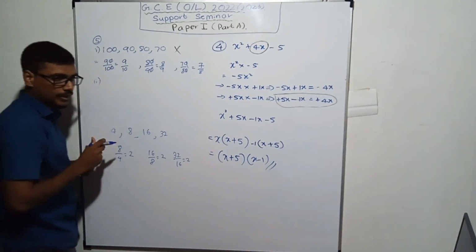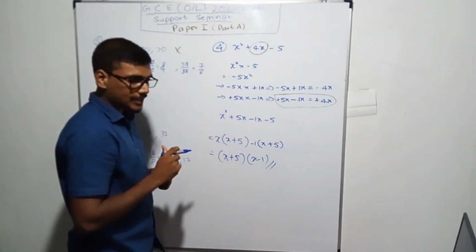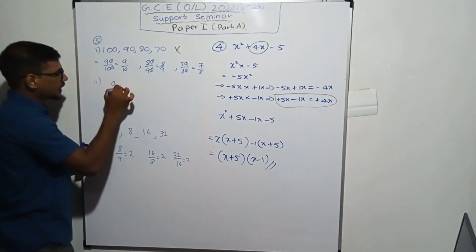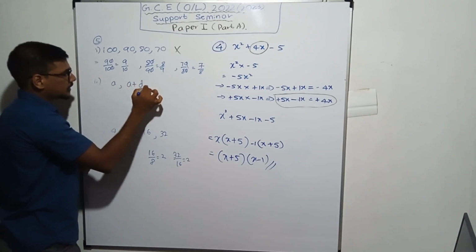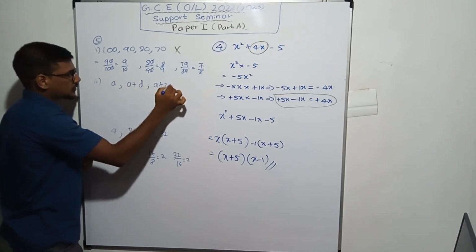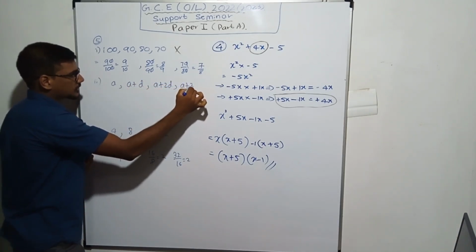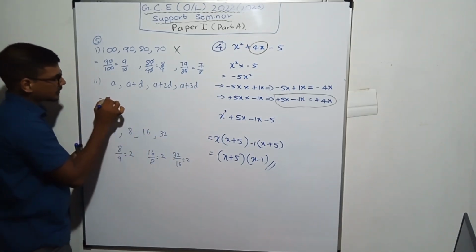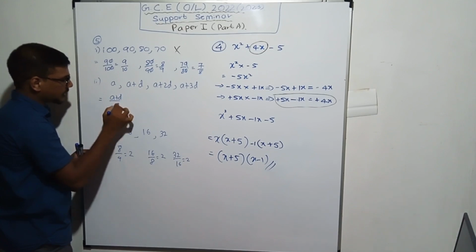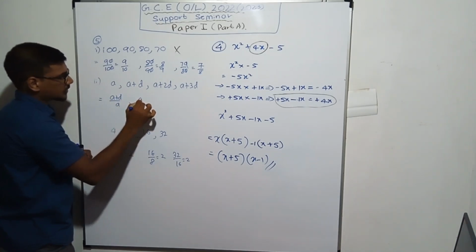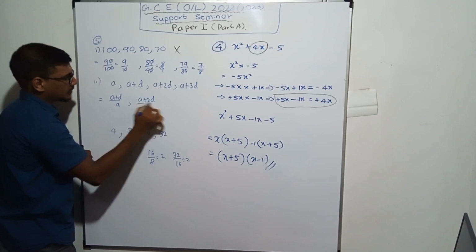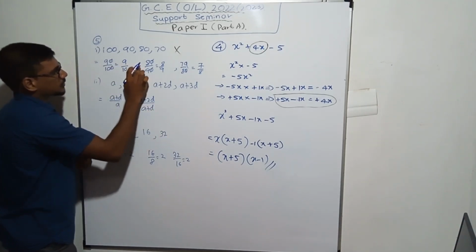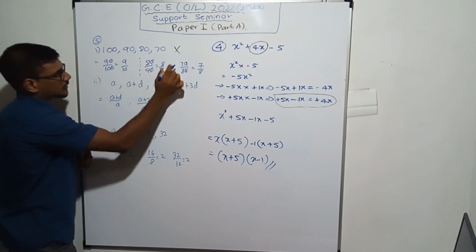Problem number 2. There they have given A plus D, A plus 2D, A plus 3D. So here we will try A plus D divided by A. In the next one, A plus 2D divided by A plus D. It's better not to write commas, we'll put some dotted lines.